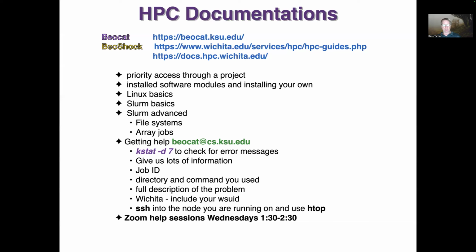If you need help, you can email beocat@cs.ksu.edu, and that will get you to Nathan, the IT architect that we're hiring, myself, and Seth Gallitzer. So you can email directly to us. It gets into our ticketing system, so it gets logged there, and one of us will reply and help out.